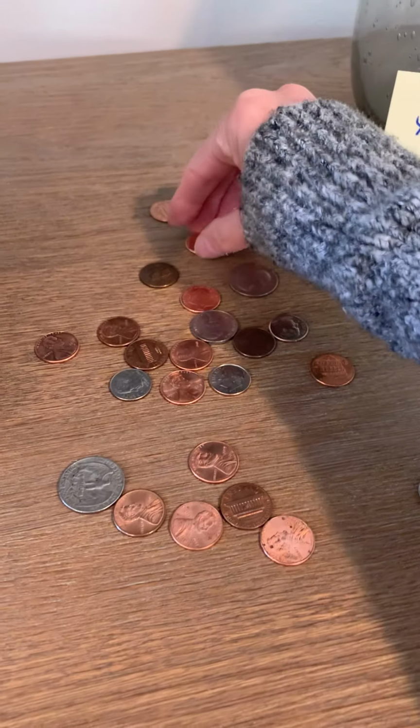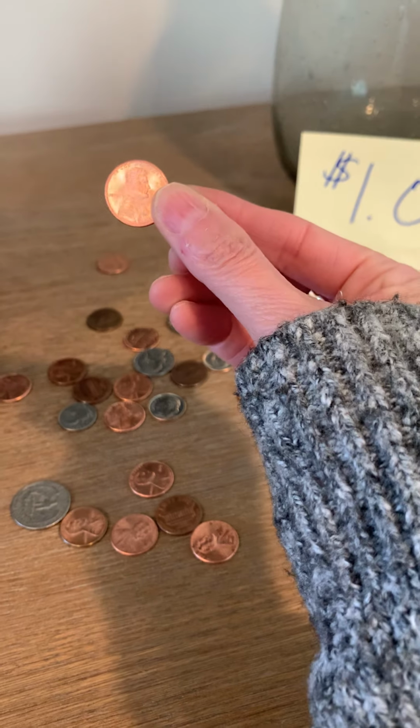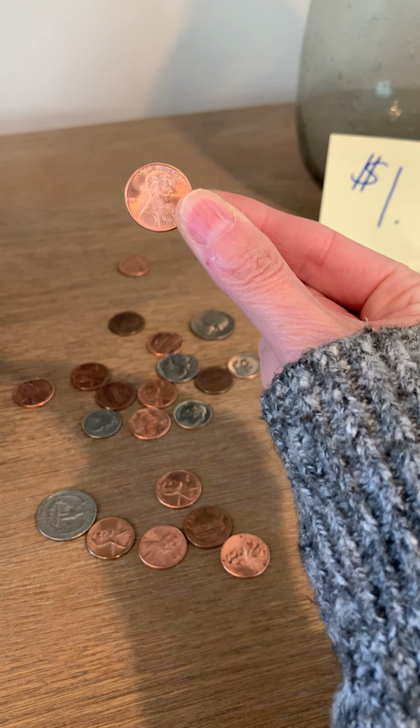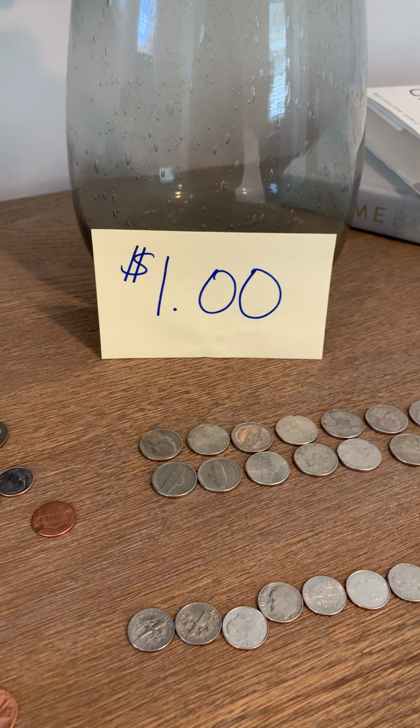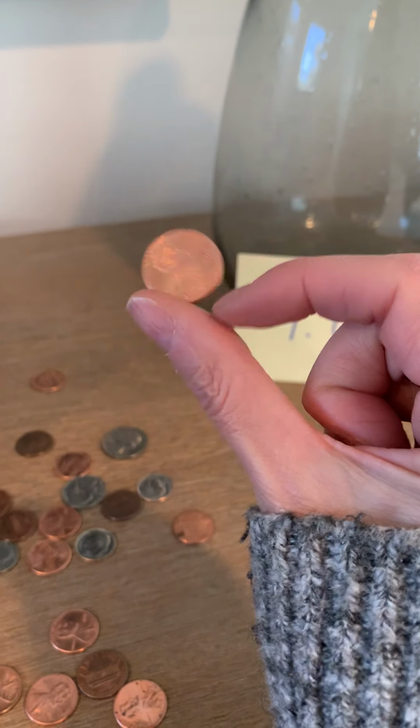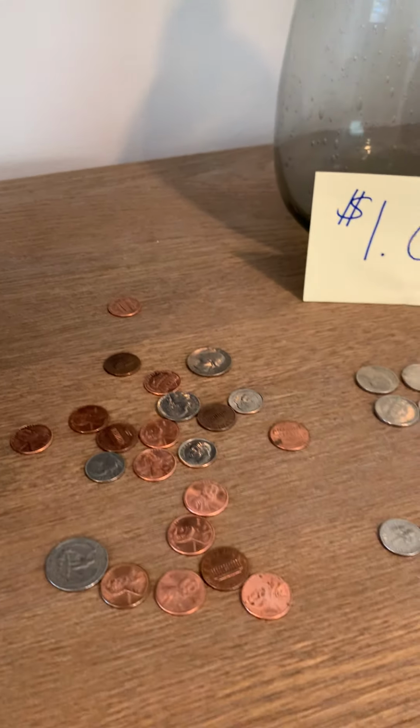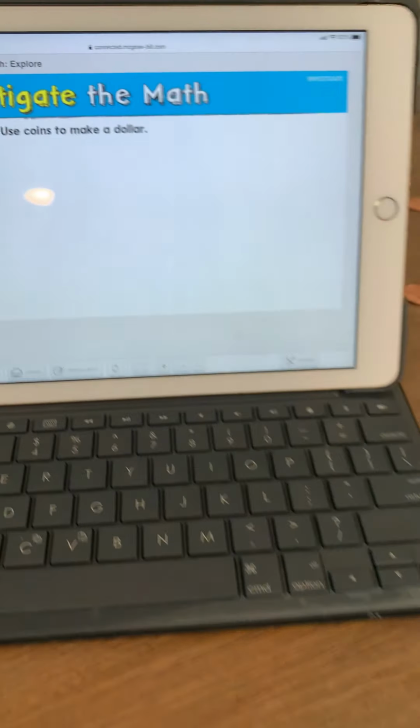Now we're left with my trusty shiny penny. How many of these do you think will equal $1, friends? Yes, if you said 100 pennies, you're correct. Oops, I'm not going to count that out. But we know that that's 100.